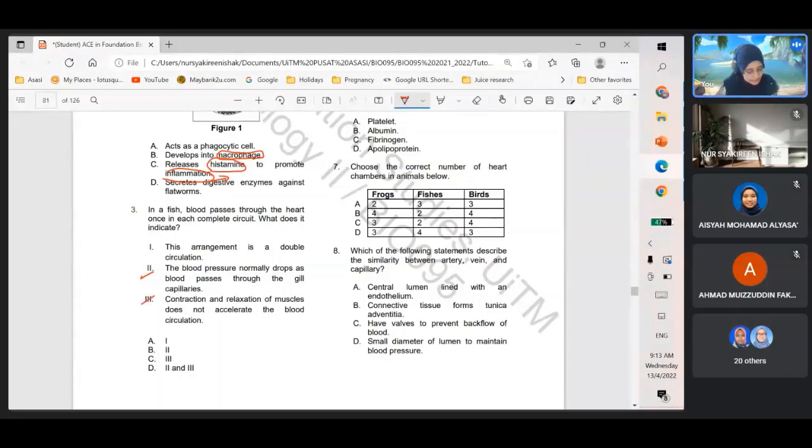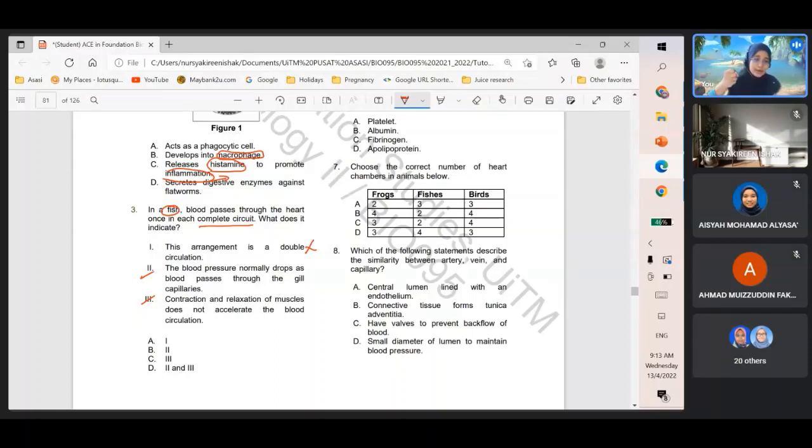Okay, kita tengok statement 2. This soalan, the question is on fish kan? So fish, as you know, it depends on single blood circulation. Okay, single blood circulation. So obviously kalau nombor 1 ni salah. Okay, second statement, the blood pressure normally drops as blood passes through the gills capillary.